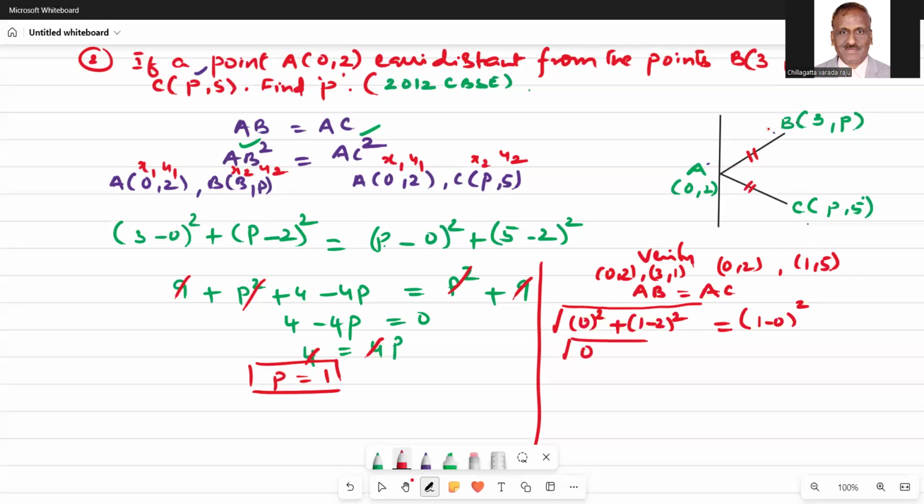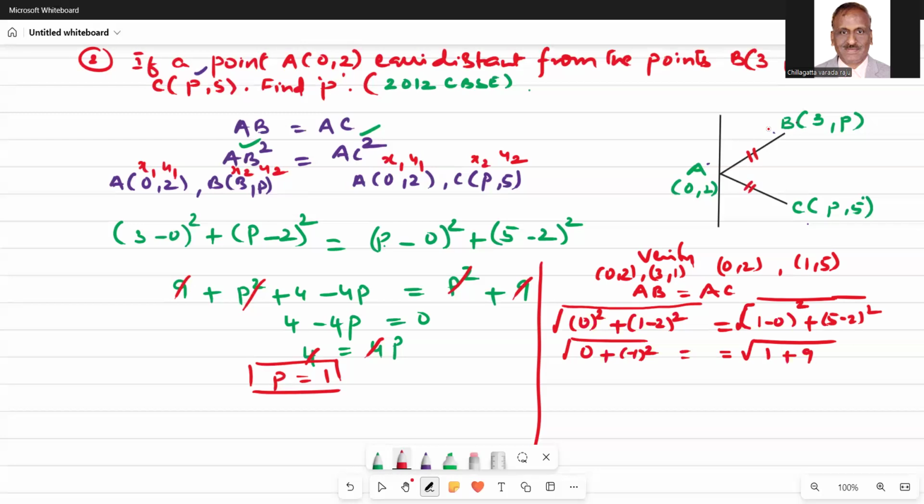So when you simplify this, what are you going to get? 0 whole square is 0. 1 minus 2 whole square is equal to minus 1 whole square. And here we need to substitute further now. That is 1 minus 0 whole square plus 5 minus 2 whole square is equal to what? 1 minus 2 whole square is root of 1 square is 1. 5 minus 2 is 3. 3 square is equal to 9. Somewhere some value is missing. We are not getting it correctly.